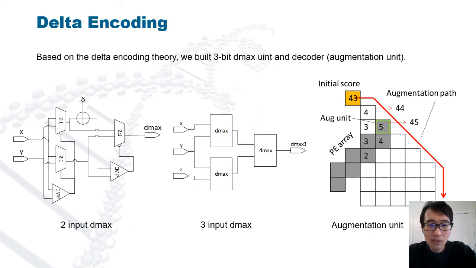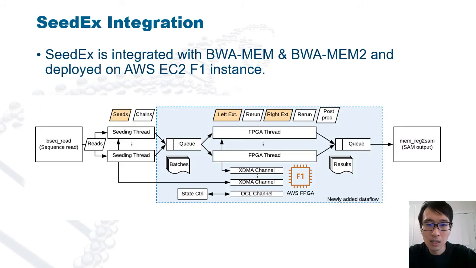Based on the delta encoding theory, we built a 3-bit DMAX unit and decoder. To decode a delta-encoded value, we just need the original score and delta-encoded score to align in an augmentation path. Finally, we integrate SeedEx with BWA-MEM 1 and 2 and deployed it on an AWS F1 instance. Several FPGA threads work together to hide data transfer and CPU processing time, sharing several XDMA channels. An FPGA thread ready to use the FPGA acquires a lock and sends accelerator commands through OCL channels of PCIe.